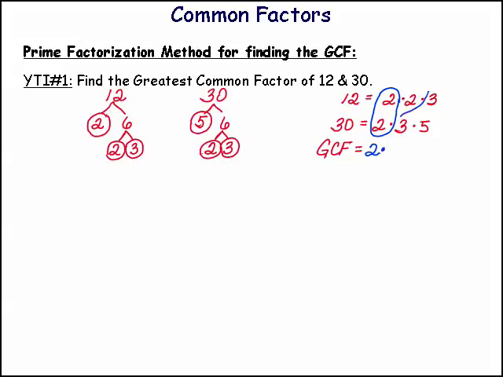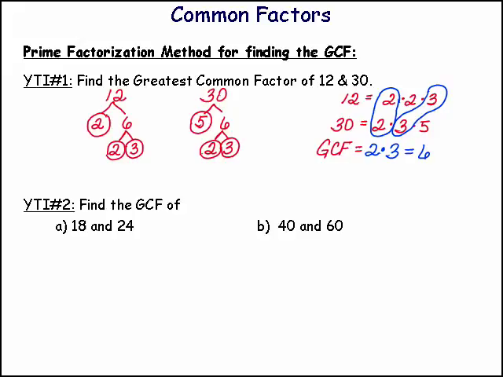And in fact, there is. They both have a 3 in common. So you're going to have 3 here. So the GCF in this case is 2 times 3, which is 6. And if you look back to the previous page, 6 was the GCF of those two numbers. We just did it with another method.